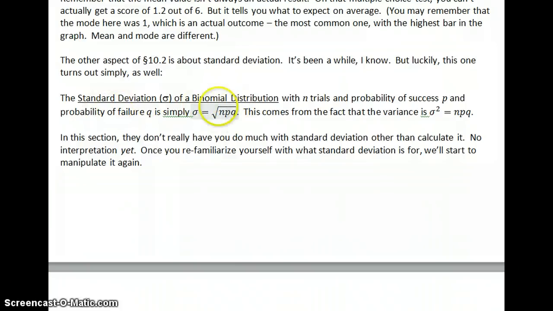You're just kind of learning how to figure them out. The standard deviation of a binomial distribution of n trials and probability p of success, and they have to put q in here too. Is there an extra space there? It kind of looks like there is. Nope. Okay. You just take the square root of those three things being multiplied together.